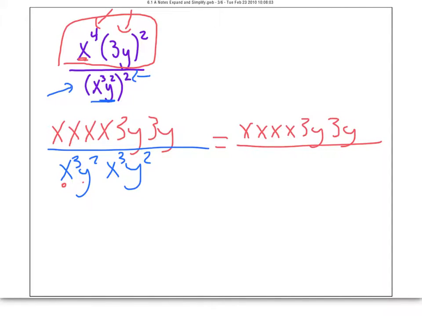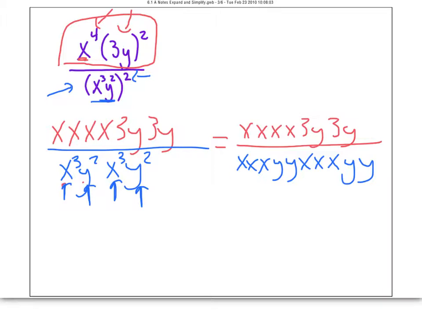Now the bottom is going to look like x cubed, which is an x 3 times. This y has to happen twice. x cubed again is 3 times, and this y is twice. So this is considered fully expanded.